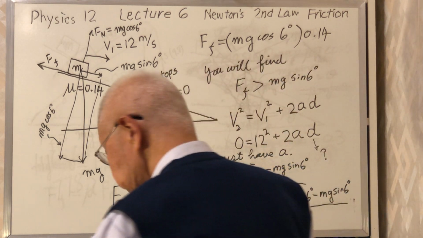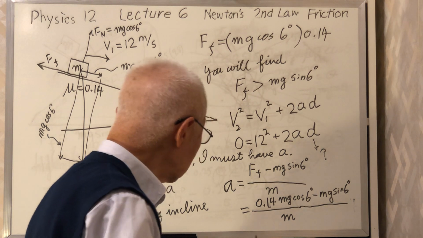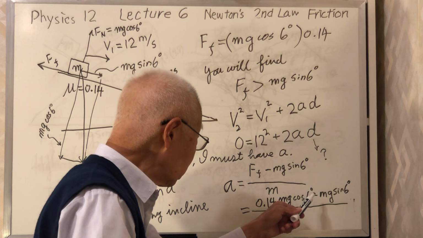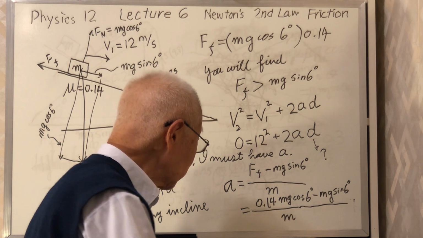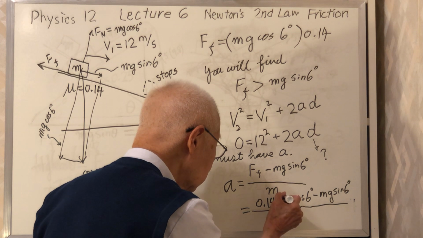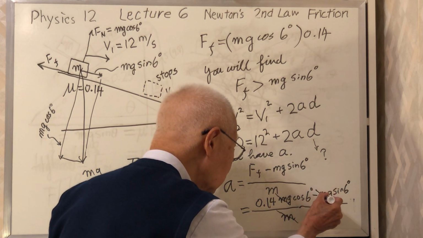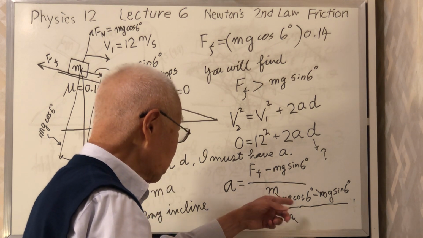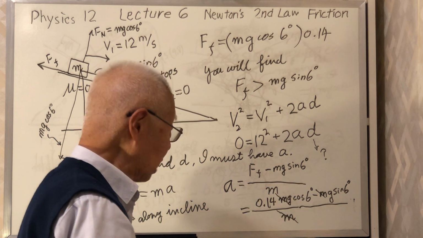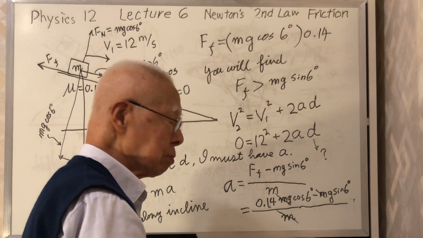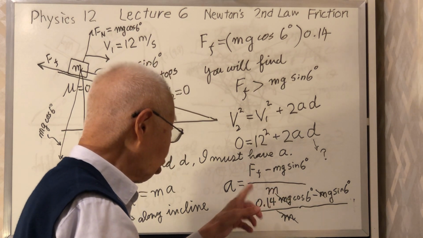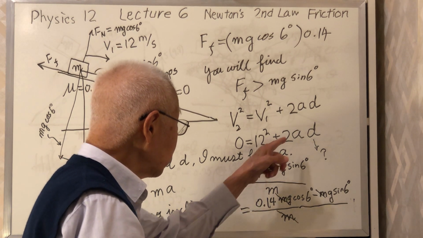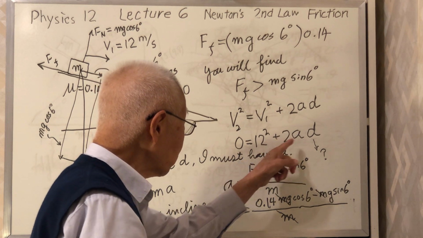Now you see, I have the m on top, m here and m here, and I have m here. Therefore, m cancels. I know g. G is 9.8. Cosine 6 and sine 6, you can find from the calculator. So this can be found. No problem. Once you have the a, put the a here. Using this equation, you can find D.